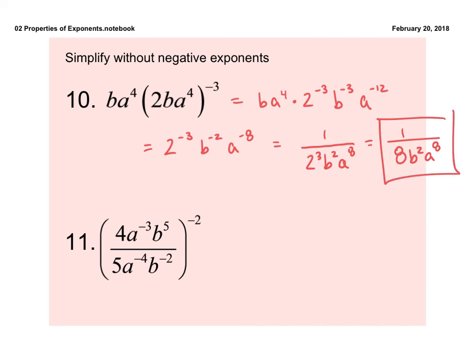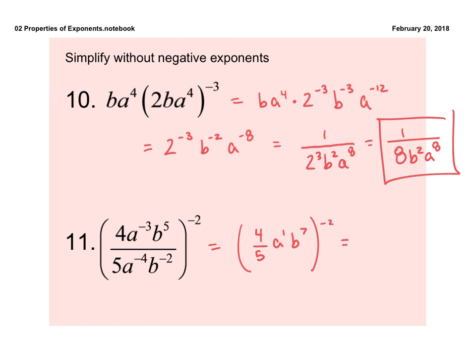All right, this one's really ugly. So on the inside, I think I'm going to work first. I have 4 fifths, and then I have a to the negative 3 minus negative 4, which is negative 3 plus 4. So a to the first, I'll put a 1 there. B to the 5 minus negative 2, that's going to give us 7.